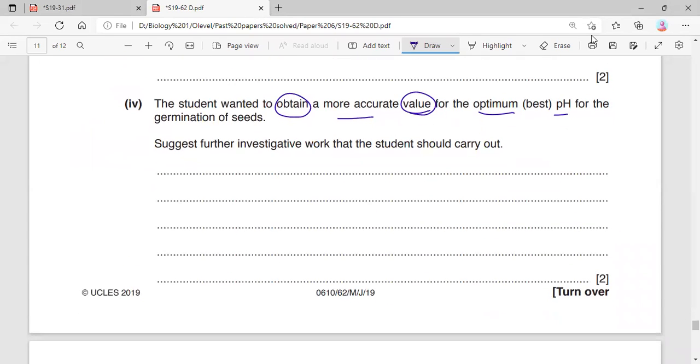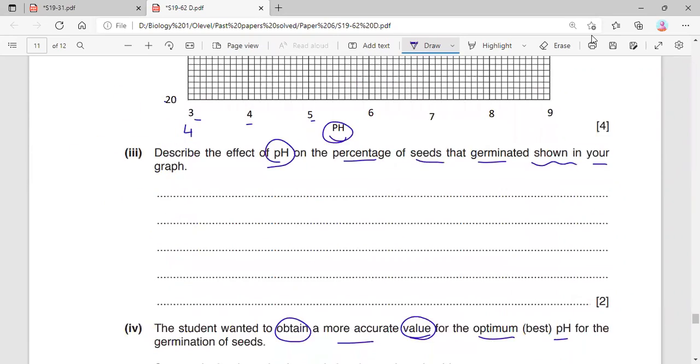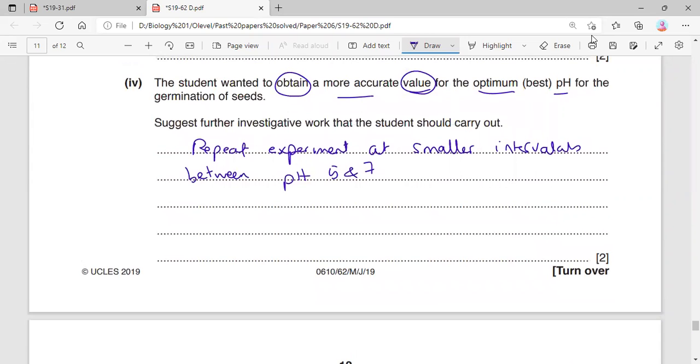So how can I be more accurate? What shall I tell him? I will tell him: repeat the experiment at smaller intervals between pH 5 and 7. Repeat the experiment again, but use smaller ranges, for example 5, 5.5, 6, 6.5, 7. You have to use a smaller interval. Okay.